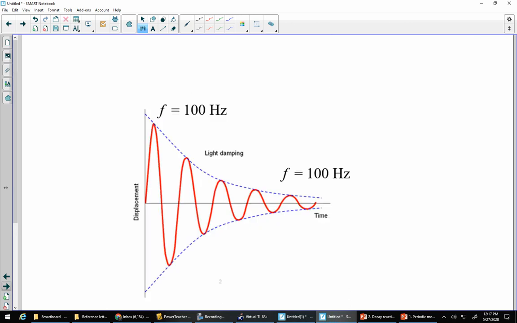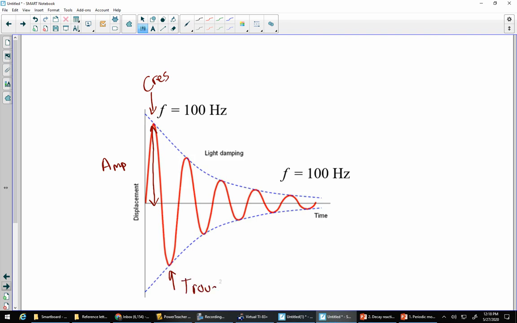This is actually called damping. One thing we're going to know as we go through is the amplitude. Amplitude is how big these crests and troughs are.